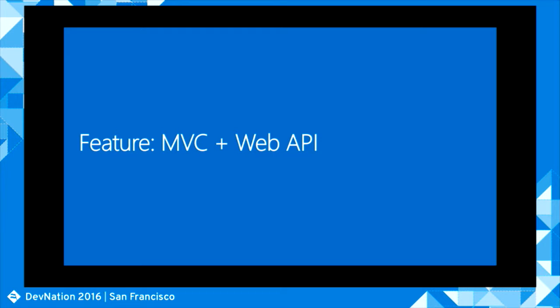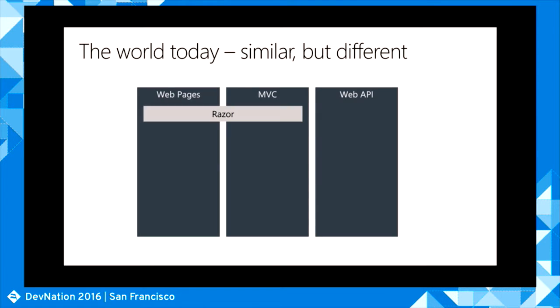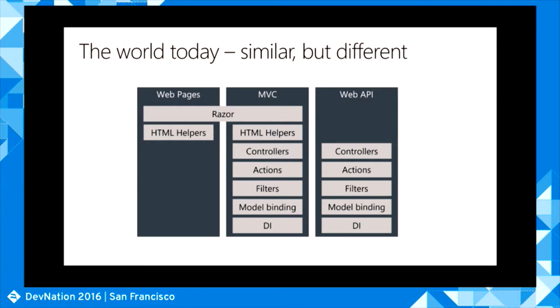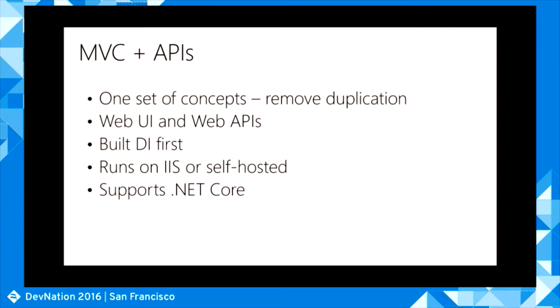OK, so here's another cool thing. Before, we had two separate stacks. We had MVC, which was for serving HTML. And we had APIs, which was for serving HTTP APIs. So we've merged that together. In the past, you could only serve HTML from one or JSON from the other. You couldn't reuse filters or actions, et cetera. So we've merged that together. So it's one set of concepts, and you get a lot more code reuse out of that.